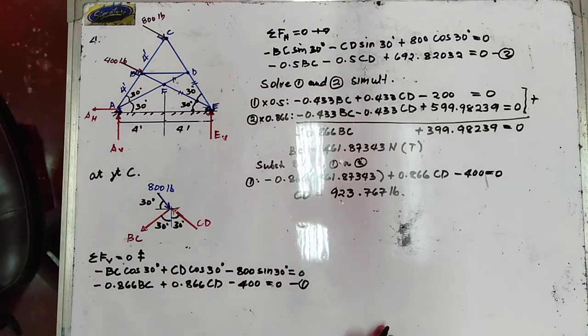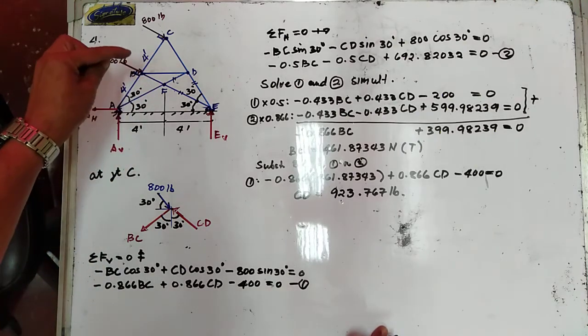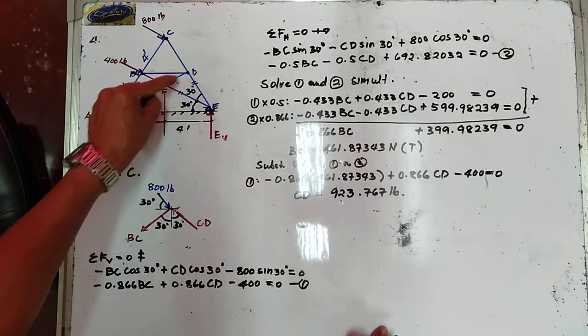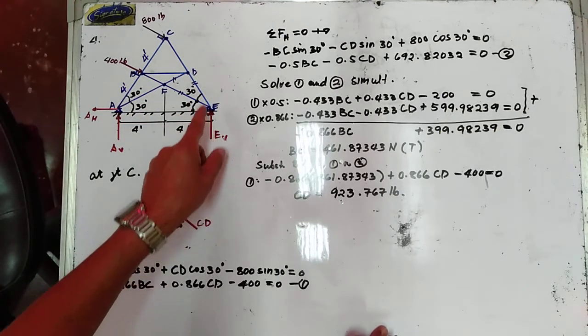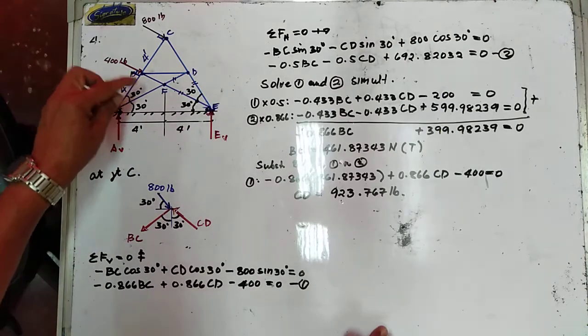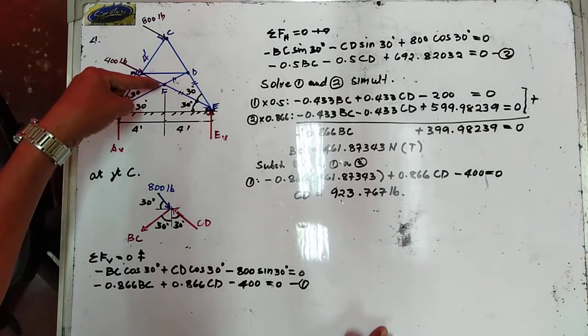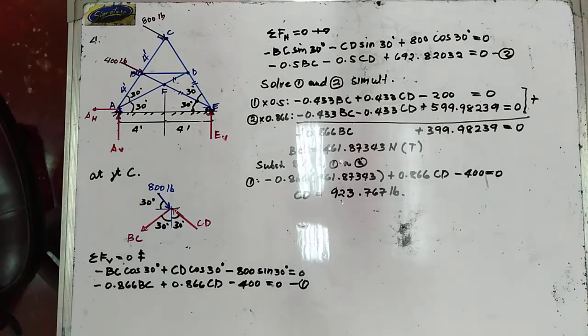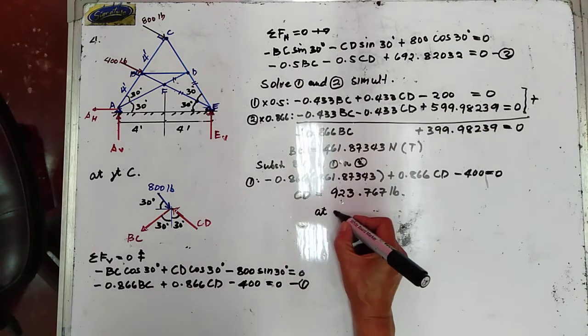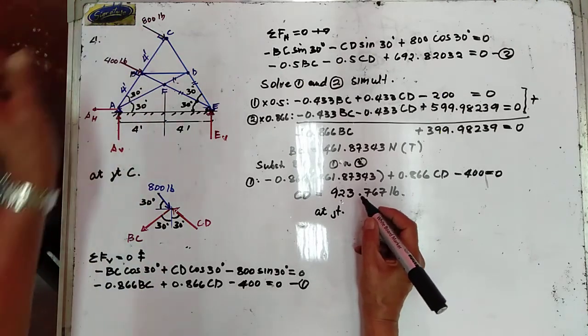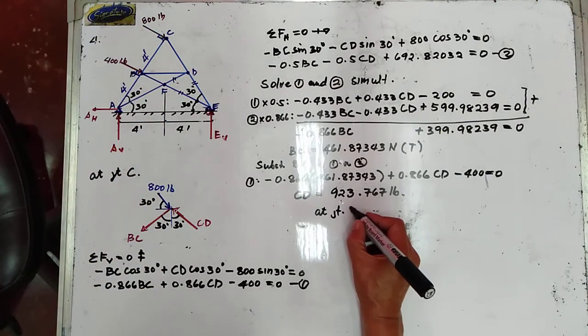Now, we are required to determine the bar force in members DE, EF, and DF. So we have already obtained EF and DE. We need to determine your DF. So how are we going to determine now your DF? At this point, let us proceed to joint D.